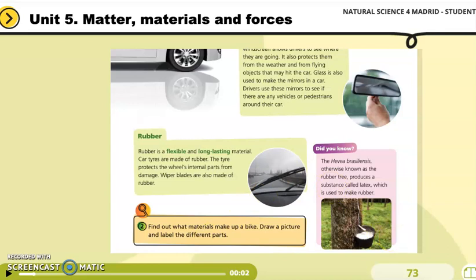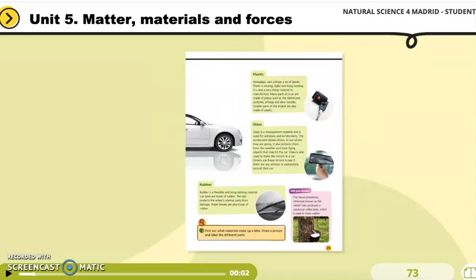All right, good job, class. Okay, now continue thinking about matter, materials, and forces and practicing these vocabulary terms. Great job. All right, we are all done today for that. And remember, page 73, continue practicing and reading.